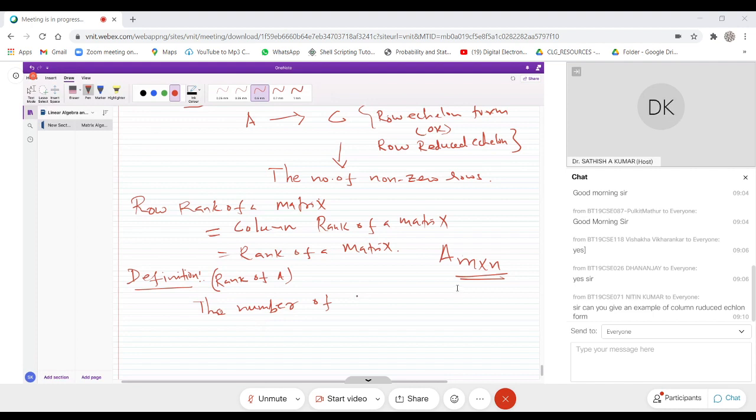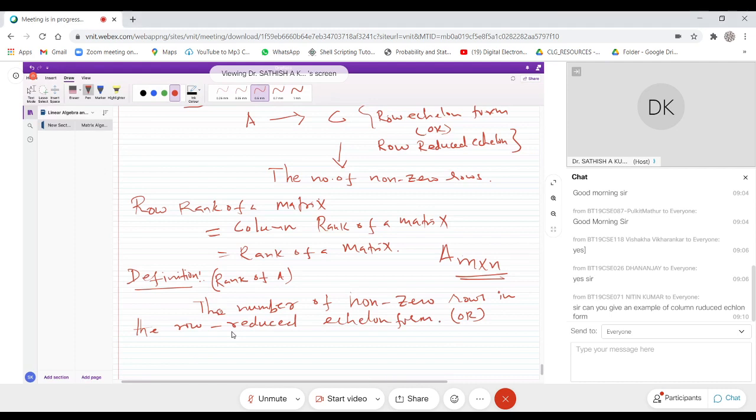Okay, so the number of non-zero rows in the row reduced echelon form or row echelon form of a matrix A is called the rank of a matrix.